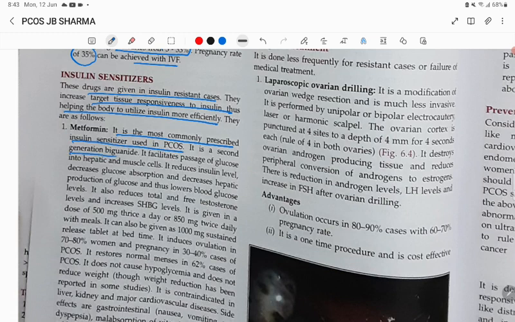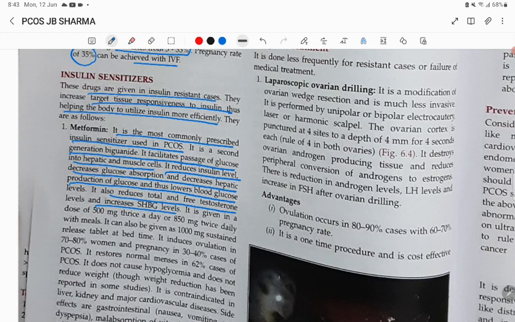It is a second generation biguanide. It facilitates the passage of glucose into hepatic and muscle cells. It reduces the insulin level, decreases glucose absorption, decreases the hepatic production of glucose, and thus lowers the blood glucose levels. It also reduces the total and free testosterone levels by increasing the sex hormone binding globulin.